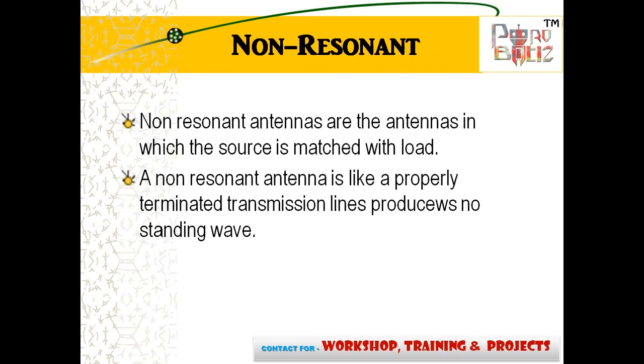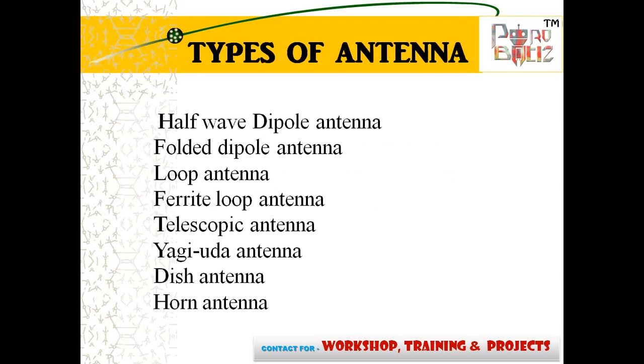Non-resonant antennas are the antennas in which the source is matched with the load. A non-resonant antenna is like a properly terminated transmission line which produces no standing wave. Demerits of non-resonant antenna: low gain, low efficiency, occupies more space. Now we will discuss different types of antenna.